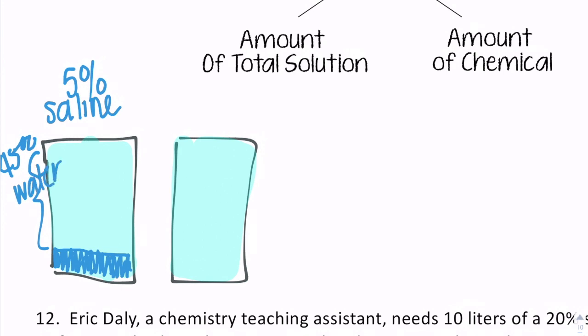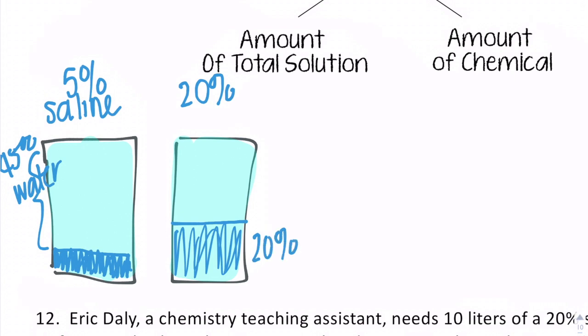So you might have stronger solutions. Maybe there's like a 20% solution, okay? That might be a little bit more saline, right? That would be 20% saline and 80% water, right? So less water, more chemical, okay? This whole thing, this whole bucket right here, is called the solution.